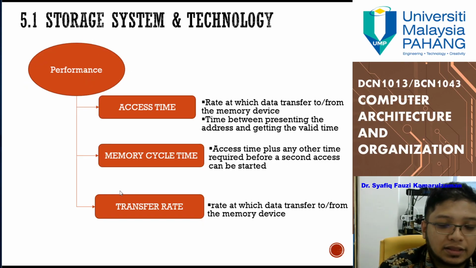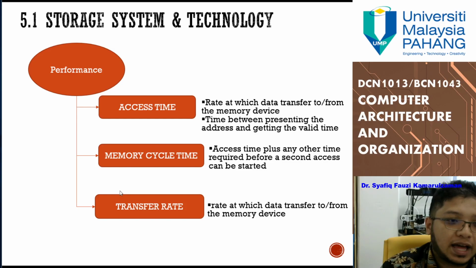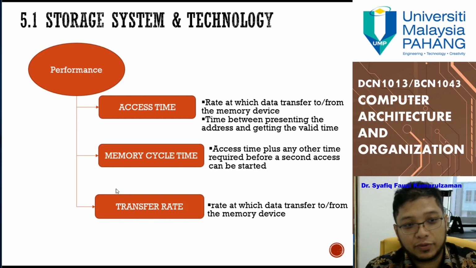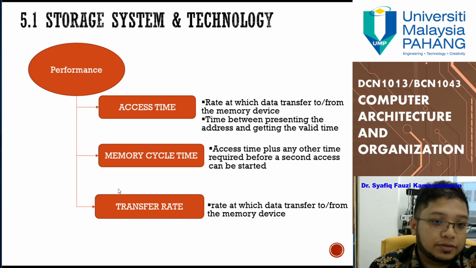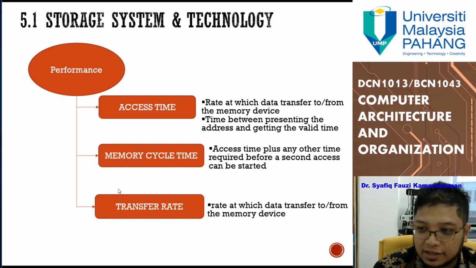So next, in terms of performance, we have three types of units that we can use to specify the performance of your memory. The first one is the access time. The second one is the memory cycle time. The third one is the transfer rate.